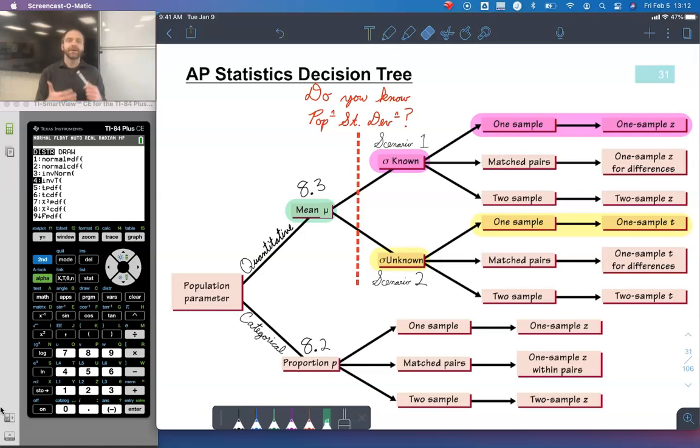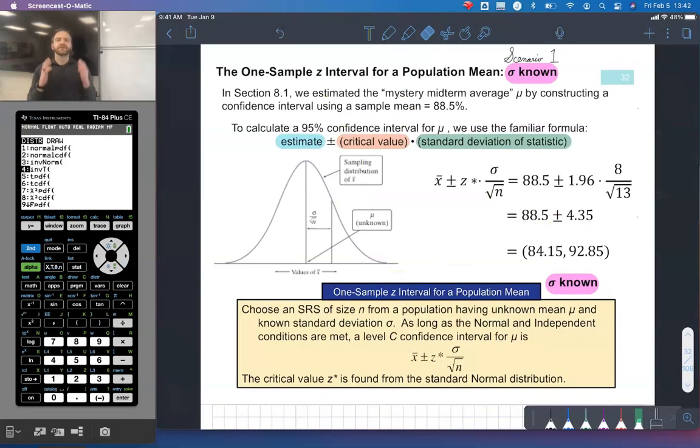So you can see how this decision tree is going to help us. And it looks like the most important part is that red. Do you know the population standard deviation? That question determines the path you go, so knowing how to read the prompts is key. So now we're looking at scenario 1 where your population standard deviation is known. So we would be doing a one sample Z interval for mu.